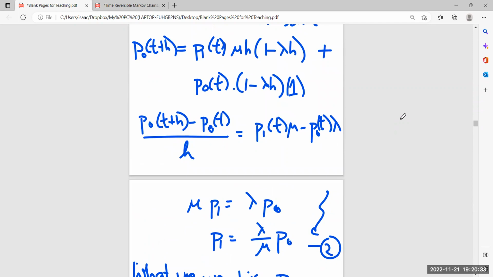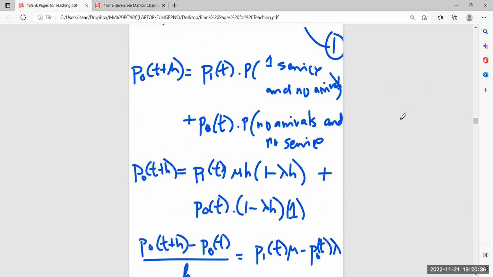Can there be an arrival and a departure at the same time? No, it's not possible. Why? Within the h, because we are assuming that h is a small interval, and we are assuming that there could only be one event in a small interval. Right? So we can't have two events. So we cannot have an arrival and a departure at the same time. Right?